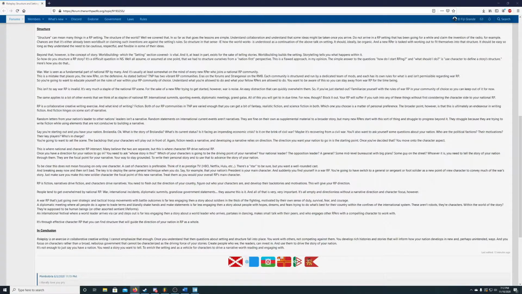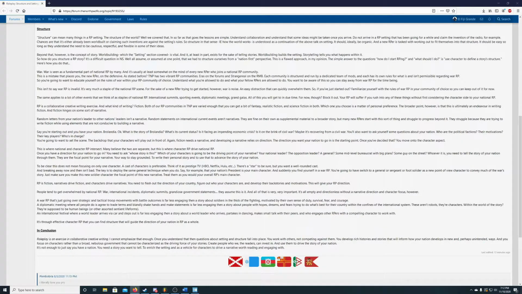So now, that was setting. Let's move on to structure. Structure can mean many things in an RP setting. The structure of the world? Well, we covered that. Insofar as that goes, the lessons are simple. Understand collaboration and understand that some ideas might be taken once you arrive.